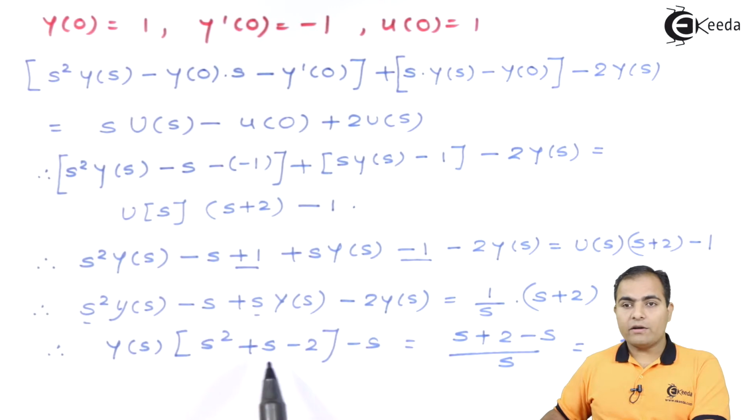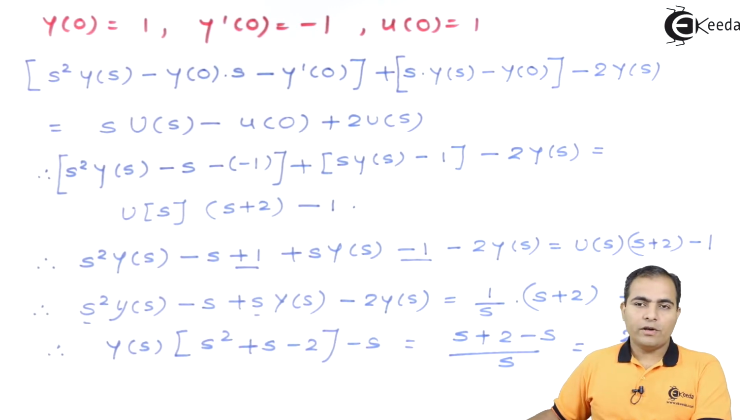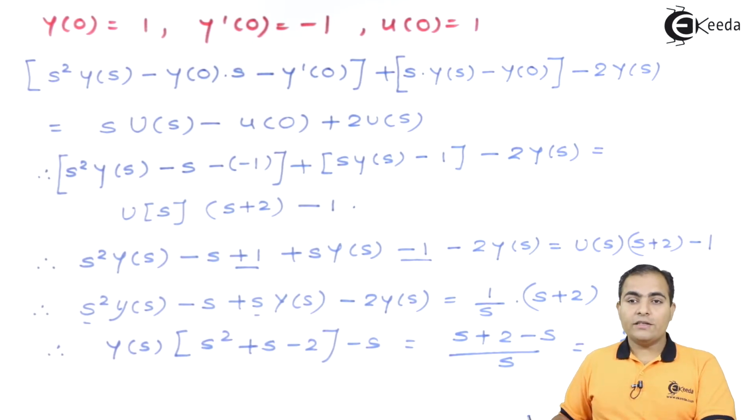We'll shift this denominator on the right hand side, and then I'll move on to a partial fraction, and then later on we'll find out the inverse Laplace transform to calculate the output response. Let's see, we'll find out the next part.